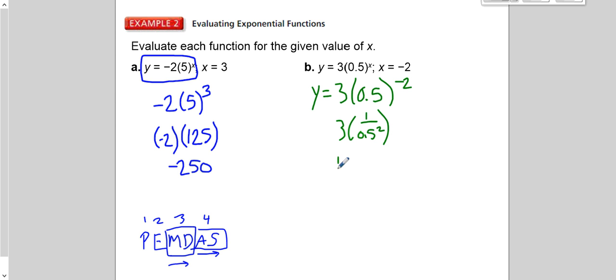And we get 12. Okay, I could show more work. This was 3 times 1 over 0.25. So we get 3 over 0.25. And then you're doing 3 divided by 0.25. And when you do that, you get 12. All right, next example.